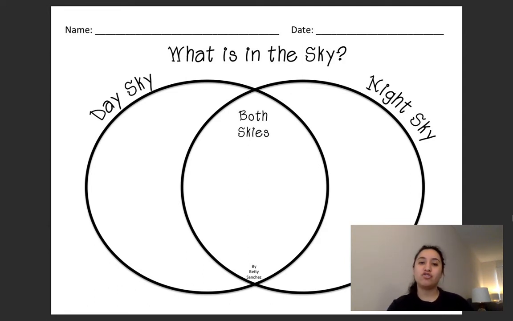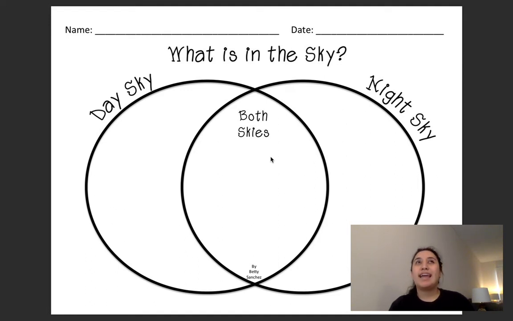So you see how there's two circles here. So there's this circle and this circle, and they combined. So this middle part right here is the combined part. So the circle on the right side, this side, it says night sky. The circle on the left side says day sky. And in the middle, where the circles meet up, it says both skies.